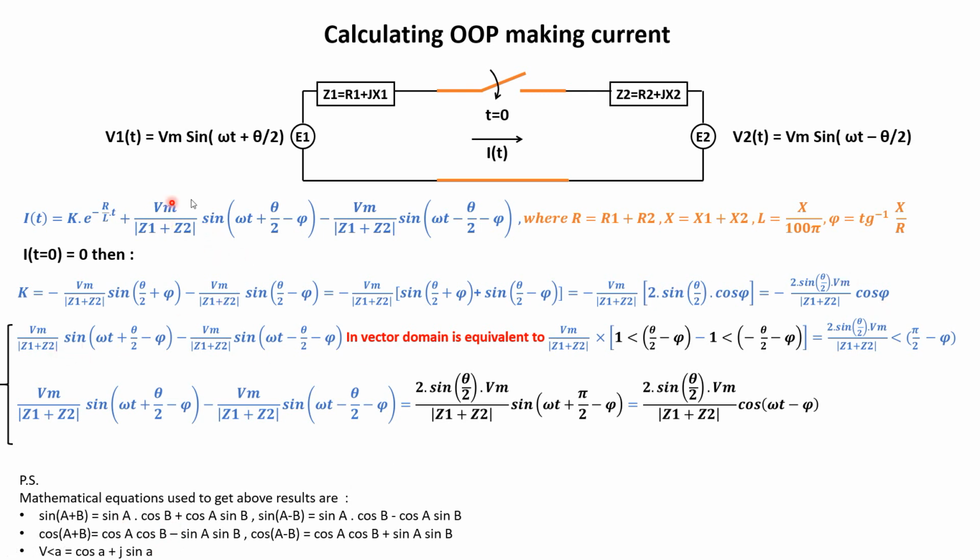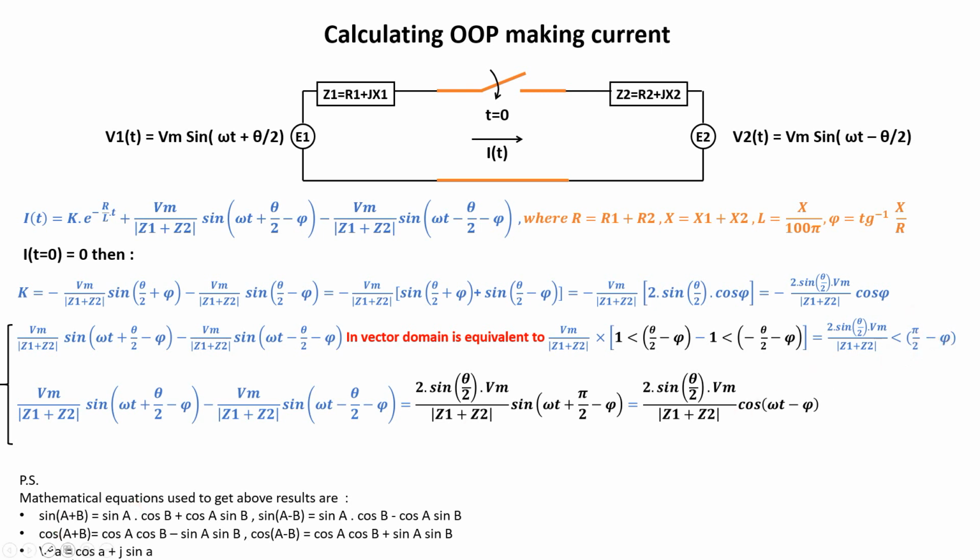And the second part, the steady state part, is this part. We can say it is kind of two vectors, because now we have a constant frequency. We're taking the common part out. We can say one is 1 with the angle of theta divided by 2 minus phi, and the other is minus theta divided by 2 minus phi. And the result of this is with the angle of 90 degrees minus phi.